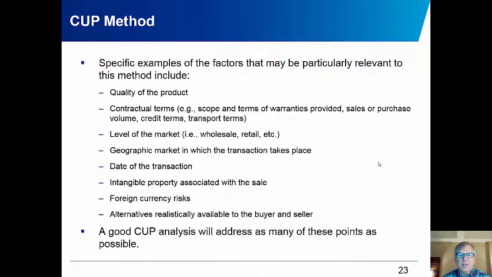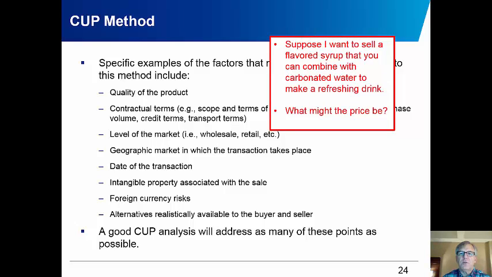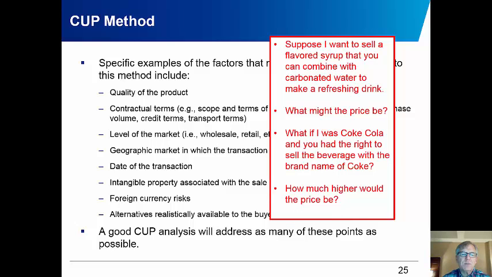The intangible property that might be associated with the sale. You might say, well, I thought we were talking about pricing tangible goods. So I'm going to make this an example to drive it home. Suppose that I want to sell a flavored syrup that you can combine with carbonated water to make a refreshing drink. So picture that in your mind and think what the price of that might be. And how would your answer change if I was Coca-Cola and you have the right to sell the beverage with the brand name Coke? How much higher would the price be for essentially what would have been the same syrup, except it comes with the right to label the product Coca-Cola?